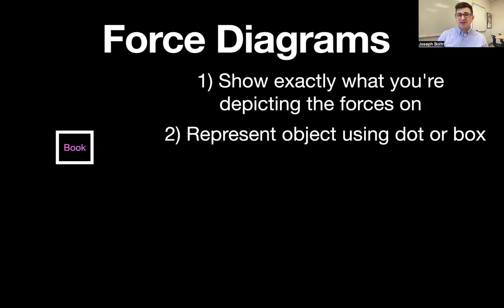Rule number 2 is that you don't want to draw directly on whatever image you're provided, because then it can get really cluttered, really complicated. So off to the side, as you can see I've done here, we're going to represent the book either with a dot or a box. Either works, and I'll show you both in this presentation so you can see both of the different ways to do it. Over on the left, I've drawn a box and I've labeled it book.